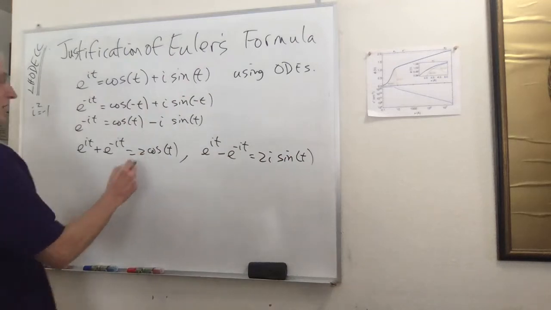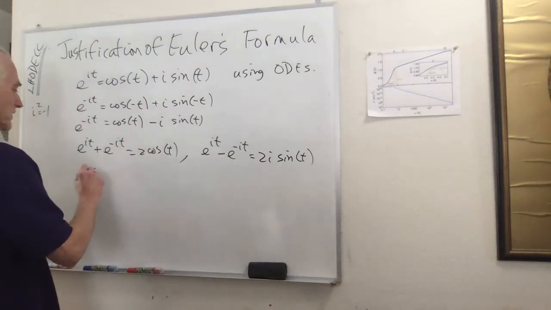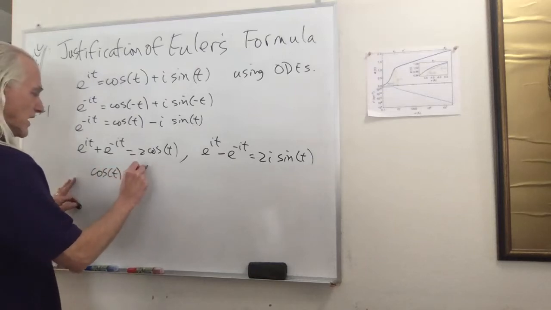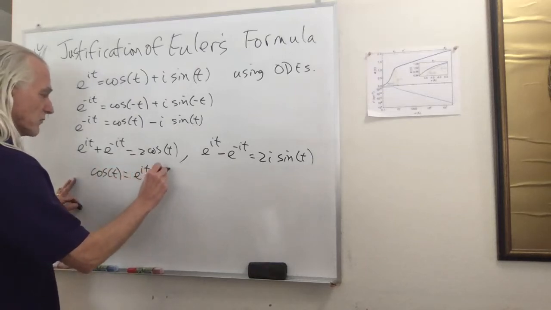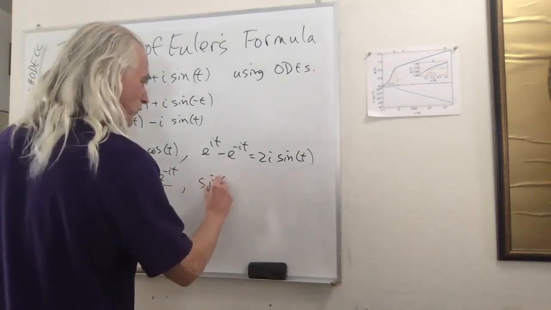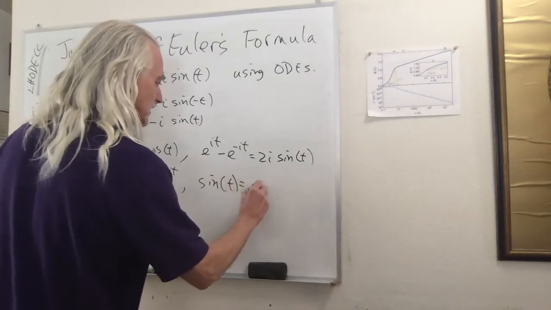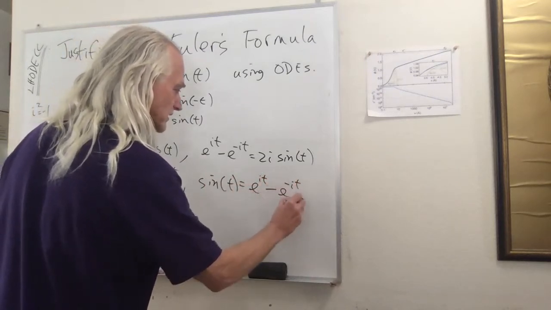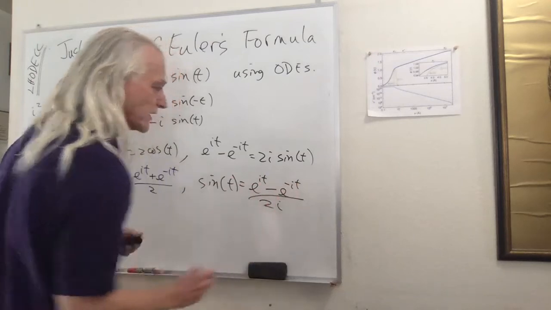So in other words, I really got a formula for cosine of t is equal to e to the it plus e to the minus it over 2. And the formula for sine t is e to the it minus e to the minus it over 2i.